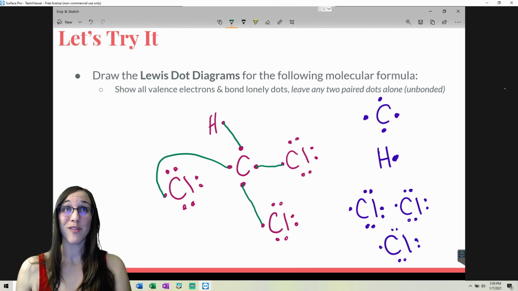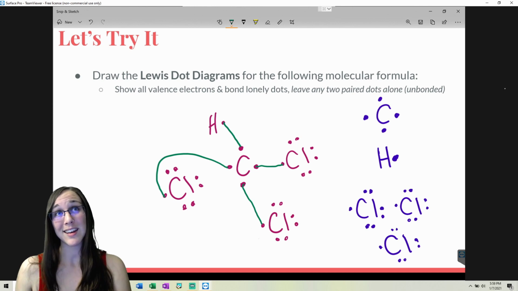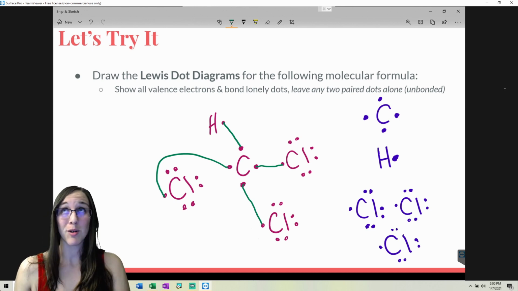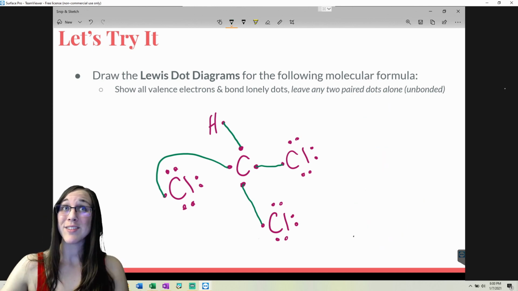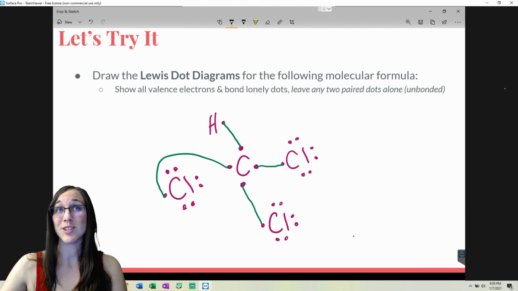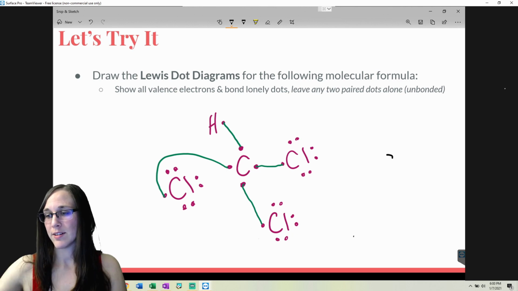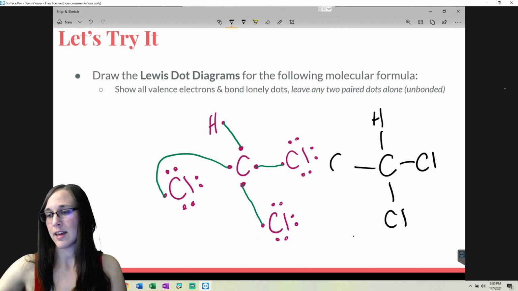That looks awful. We need to redraw that before you hand it in to your chemistry teacher and drive him or her insane. Anywhere where we have connected the 2 electrons together on different atoms, we're going to just draw a straight line. Let's give it a go. We have C, H, Cl, Cl, Cl.